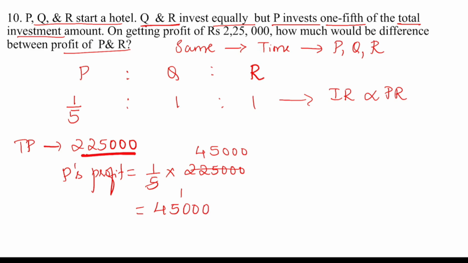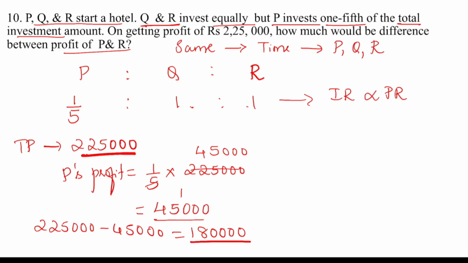Now we know the total profit is this much and P's profit is this much. So how much will remain? Remaining is how much? 2,25,000 minus 45,000, which is equal to 1,80,000. Okay, we know that Q and R are equal in investment, so their profit also will be equal. So this is the remaining profit divided by 2, which is equal to 2 ones are 2, 2 nines are 18 and 4 zeros. So it is 90,000. Okay, that means Q also got 90,000 and R also got 90,000.